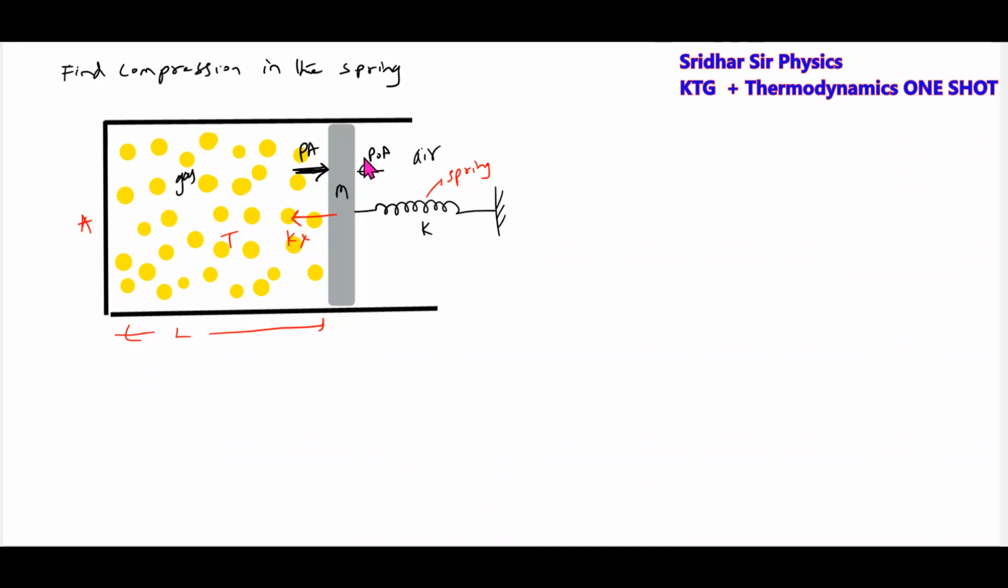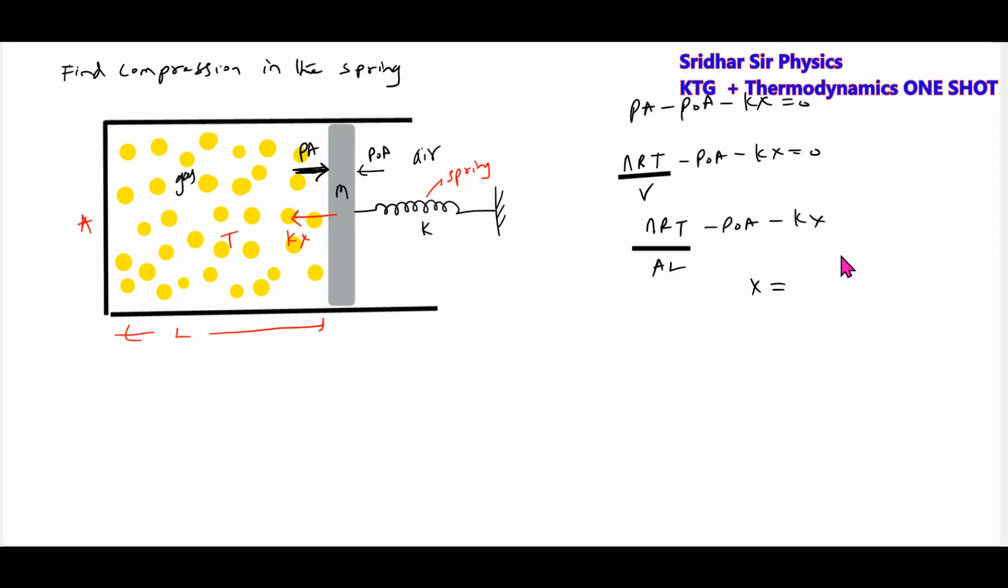So now this is the spring. What is the equation we can write for equilibrium? PA minus P0A minus Kx equals 0. K is the spring constant, and x is the compression in the spring. Then what is P equal to? nRT by volume. T is the temperature of the gas. What is the volume? The volume will be A times L. Like this we can calculate the compression.